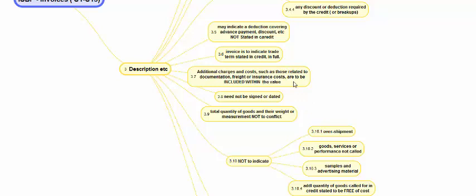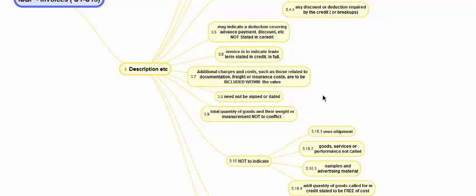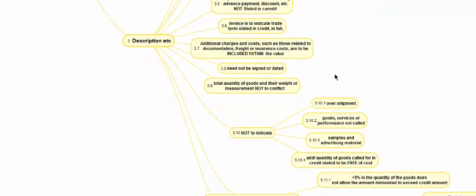Additional charges and costs such as those related to documentation, freight, insurance are to be included within the value. If the LC allows drawing of $100 and if the invoice is drawn for $100, the cost of freight, the cost of insurance, cost of documentation, everything should be within this $100. And it can show breakup, but it should be within the $100 because maximum permissible amount to be drawn under the LC will be 100, irrespective of the fact that the price quoted is CIF and then these costs are incurred by the party who is shipping the goods.